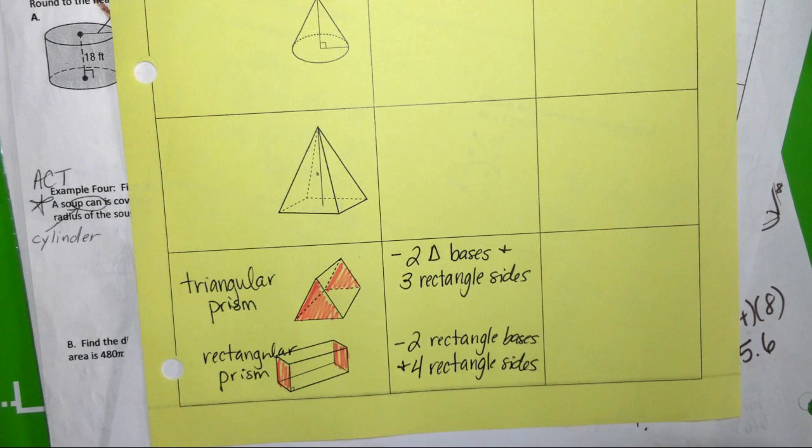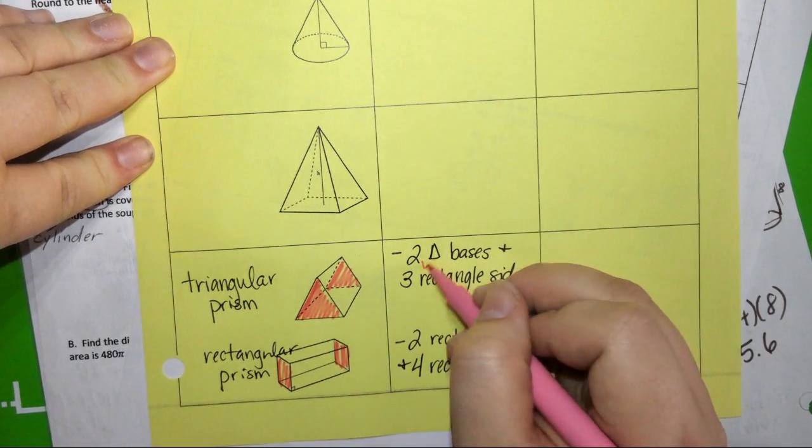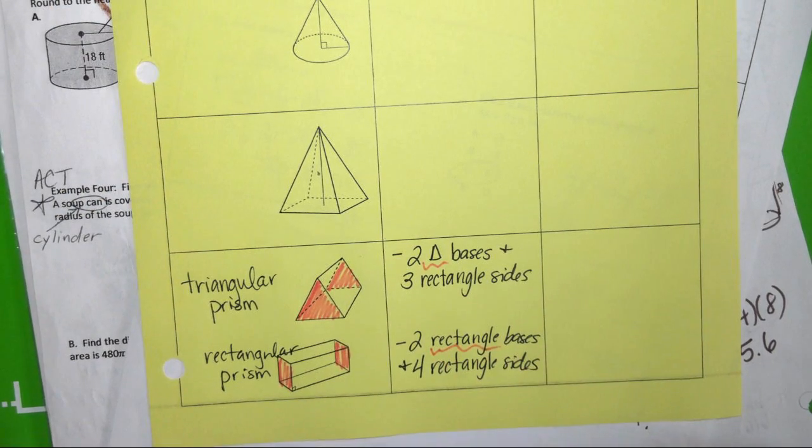But if that's just too much for you, the main thing we're going to notice today is the difference between the bases. A cylinder has circle bases, the triangular prism has triangle bases, the rectangular prism has rectangle bases. We tend to name it after the base. So if it's a pentagonal prism, it'll have a pentagon base.